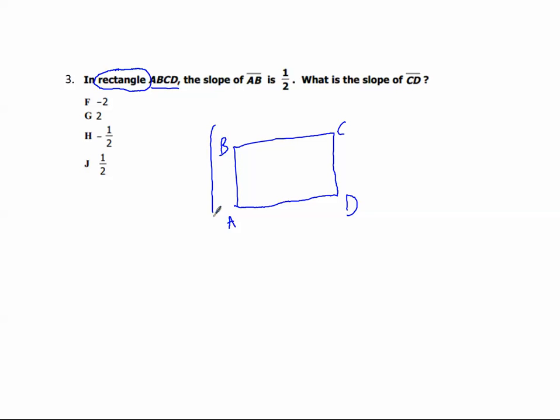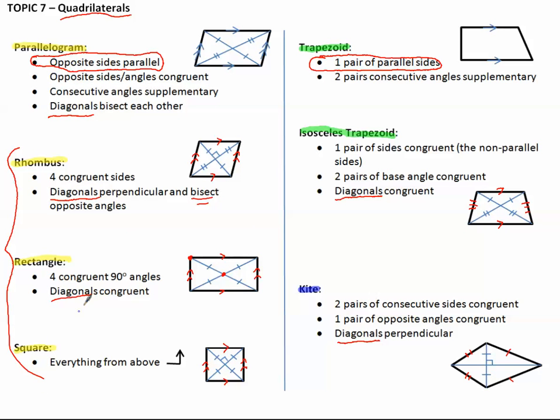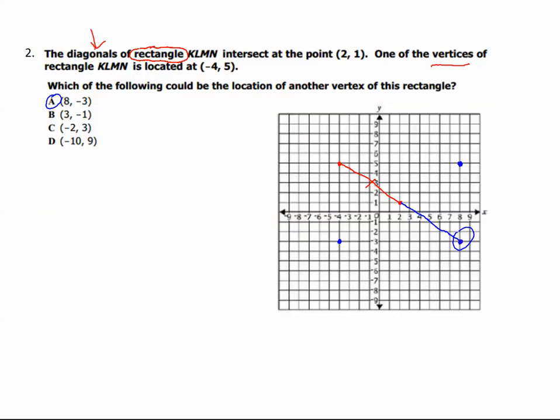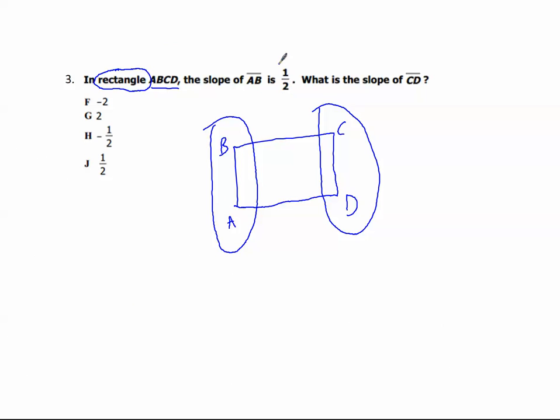Well, here's AB. Here's CD. In addition to being a rectangle, jumping back to the properties, it's also a parallelogram. Anytime you're one of these, you are also a parallelogram. And the key here is that opposite sides are parallel. If it's parallel, and this is our slope, because they are going in the same direction and never intersect or cross, this side is going to have the exact same slope. Otherwise, they would intersect each other. So our answer will be J, 1/2.